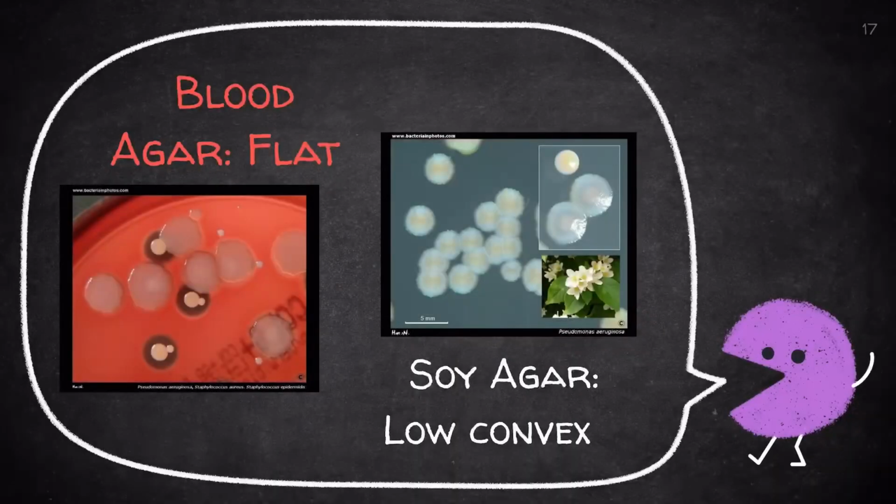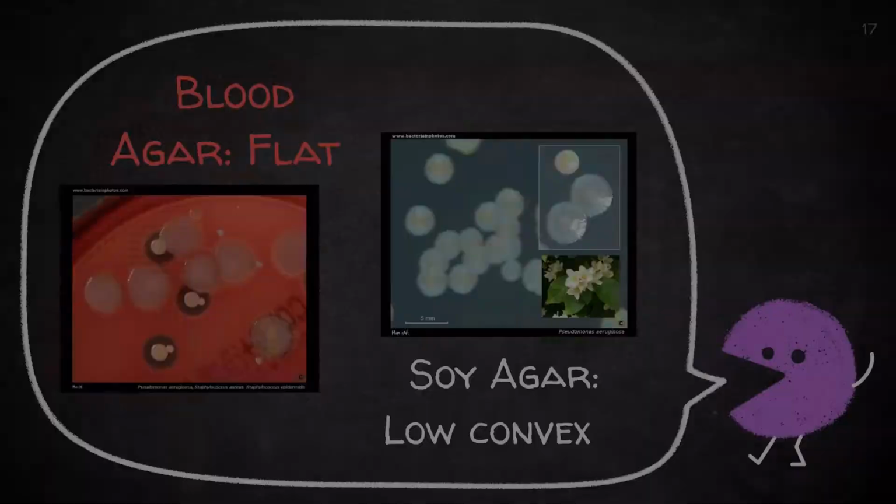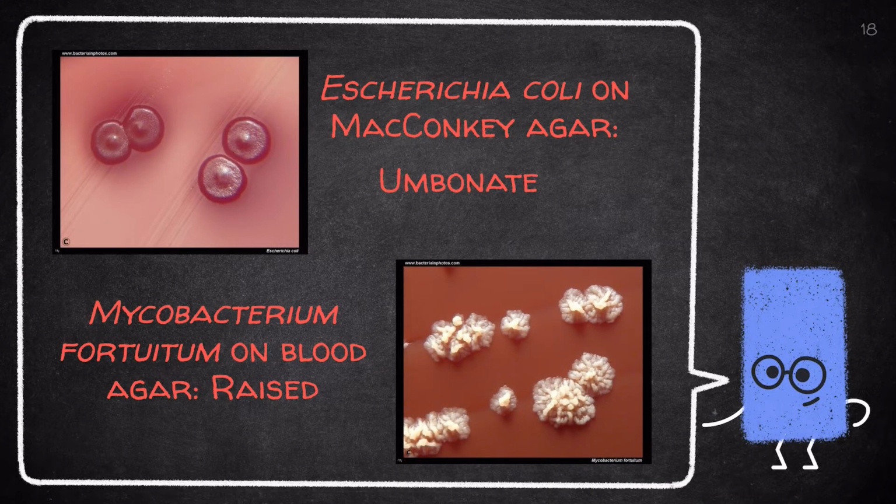Elevation of colonies. This characteristic describes the form and amount in which the colony rises on the surface of the agar. The Pseudomonas aeruginosa grown in a blood agar is flat, while the one grown in a soy agar plate has a low convex elevation. To present the remaining types of elevations, other bacteria are used for characterization.